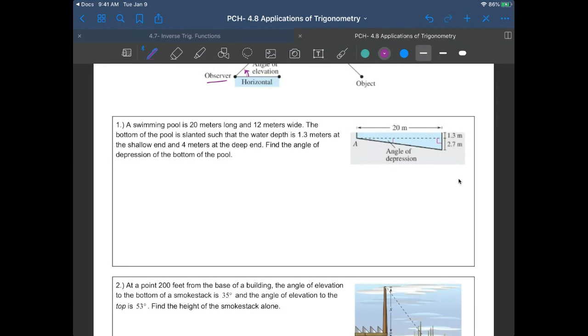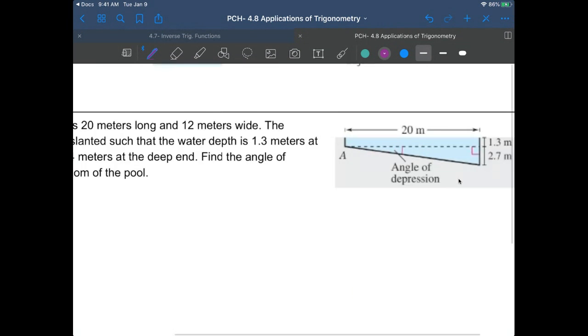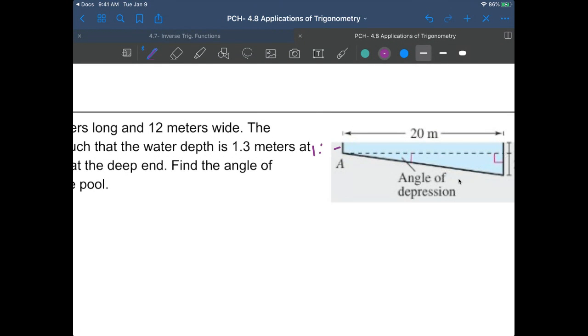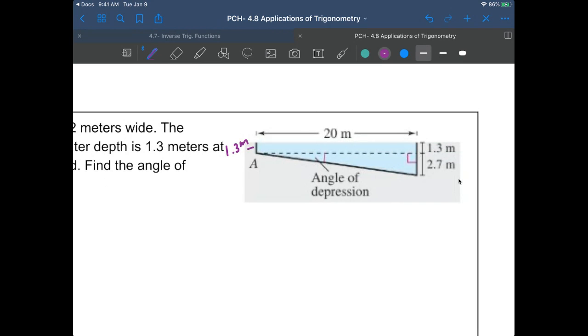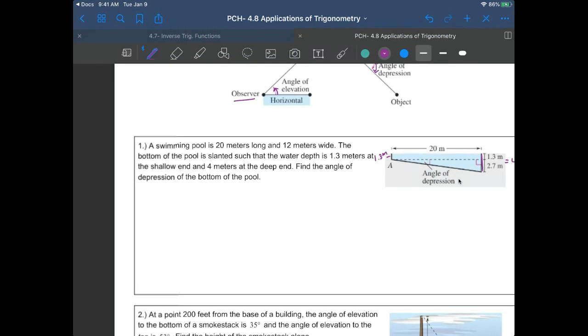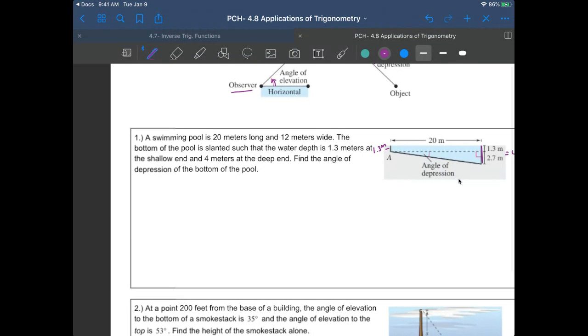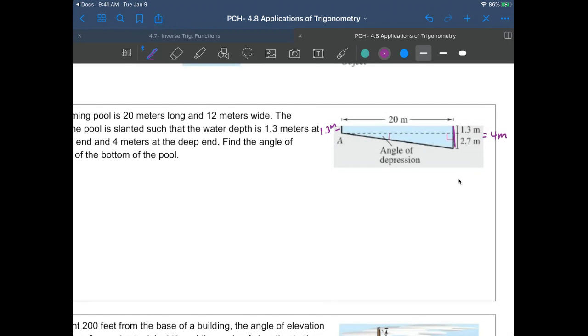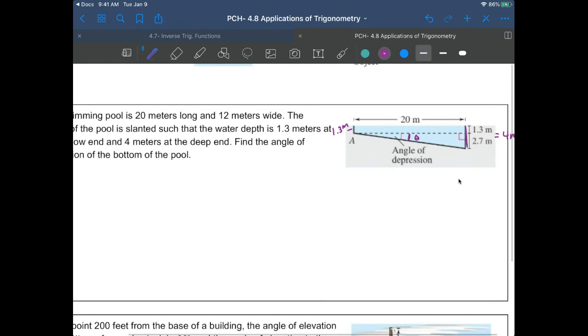Okay. So it says that the pool is slanted such that the water depth is 1.3 meters at the shallow end and then 4 meters at the deep end. So right here, this is also 1.3 meters. And then over here, when I add those together, we get a total of 4 meters. So what we want to do is find the angle of depression at the bottom of the pool. So what is the angle theta right here?